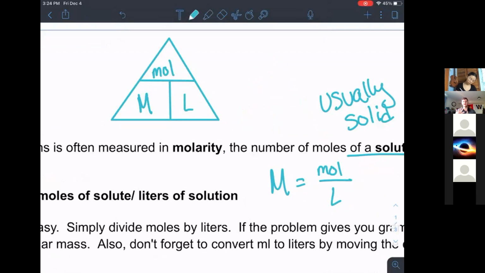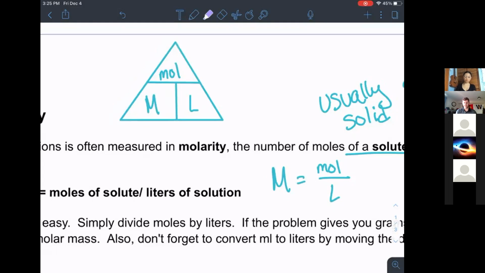If we have moles and liters and we're looking for molarity, we cover up the molarity with our finger, and then we take moles divided by liters. If we have moles and molarity and we're looking for liters, we cover up the liters with our finger, and we take moles divided by molarity to find liters. If we're looking for the number of moles, we cover it up, and we multiply molarity times liters. Maybe you remember that from density, maybe you don't. That's just another way of remembering how to solve for these things.